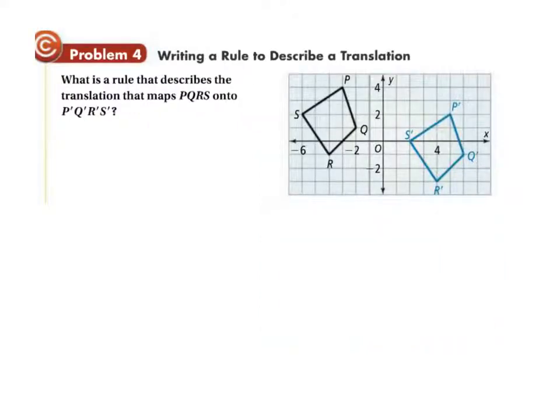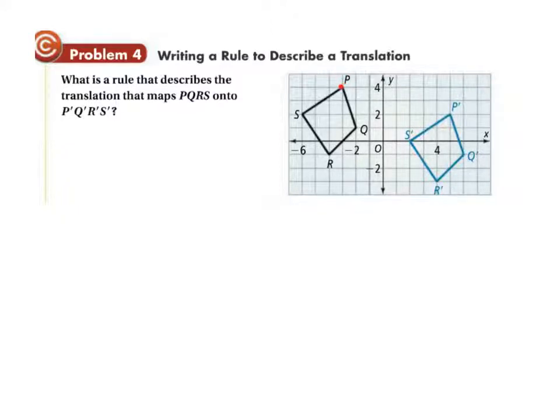Okay, let's try this going the other direction. They already have the pre-image and the image. They have both. What they don't have is a rule, so I'm trying to figure out what they did to get from here to here. Well, it is a translation, but let's see if we can figure out how much it translated. So I'm just going to grab a point. It doesn't matter which one.